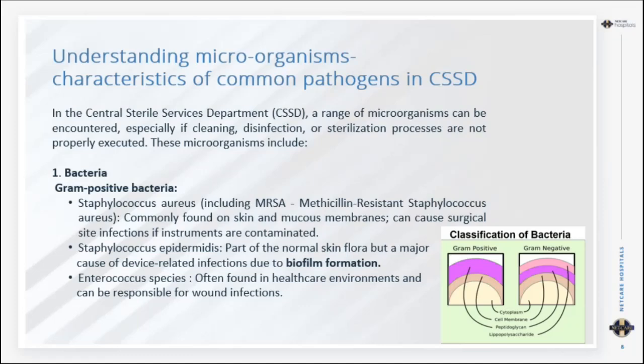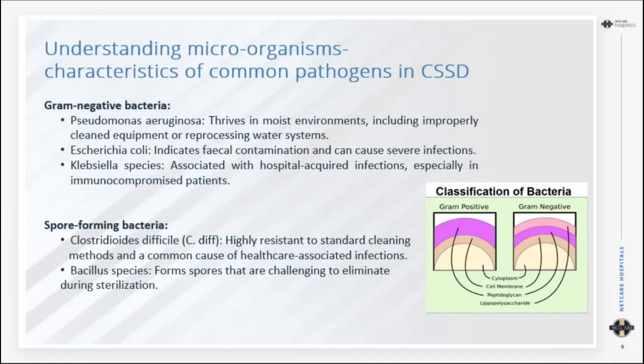We also have Enterococcus species. This is often found in our healthcare environments, and can also be responsible for our wound infections. If we look at gram-negative bacteria, and if you look at my little diagram on the right of the screen, you can see these bacteria are more resistant due to the outer membrane. So they've got the additional outer membrane that requires different antibiotics from your gram-positives. And here we would mainly use things like your cephalosporins or your carbapenems.